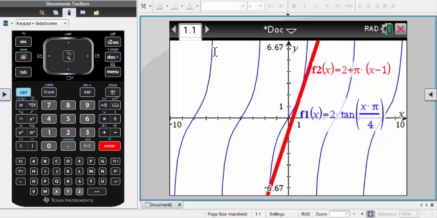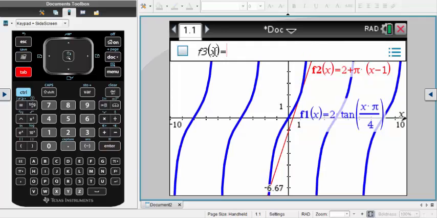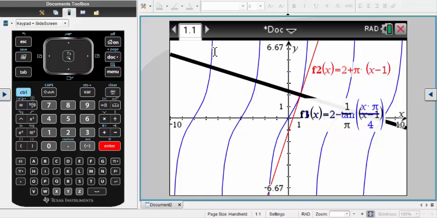Does that look like a tangent line to you? Yeah. Does it look like it's going through the point (1, 2)? Yeah. And then the other one was 2 minus 1 over pi times the quantity (x minus 1). And does that look like the normal? Does that look like it's crossing the tangent line at a right angle? Yeah. So I think we nailed that.